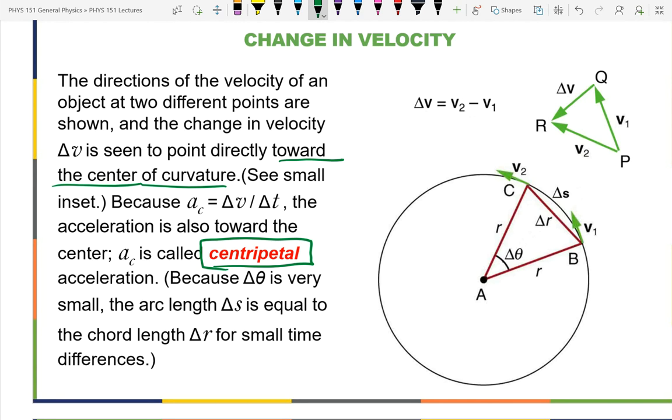So if I put that on there, is that mass accelerating? Yes. What direction is it accelerating?